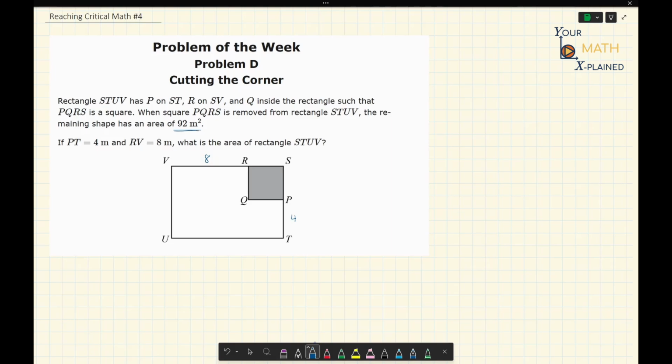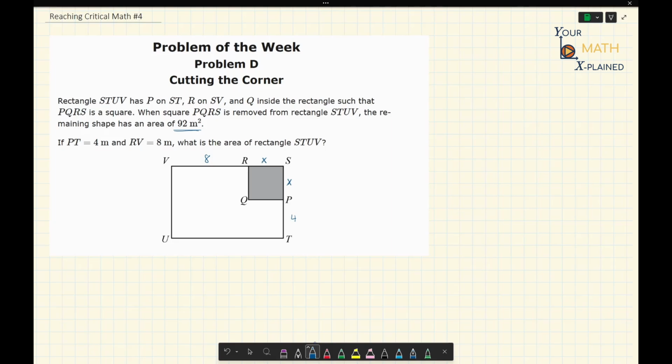So we're being told that when PQRS, so when that shaded square is removed from the overall rectangle, the remaining area, so the white part, is equal to 92 meters squared. So for us to create the appropriate equation to model that area, we're probably going to need to figure out what RS and SP are. And given that we're being told that it's a square, we can create a variable x to represent the two sides of that shaded region.